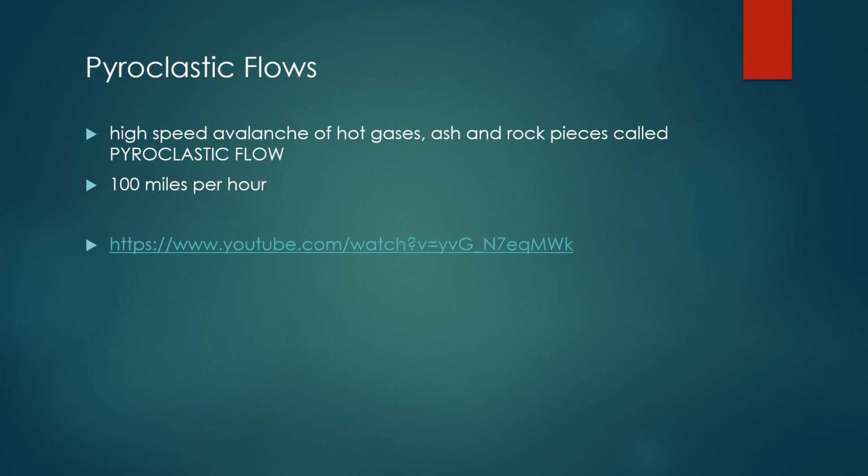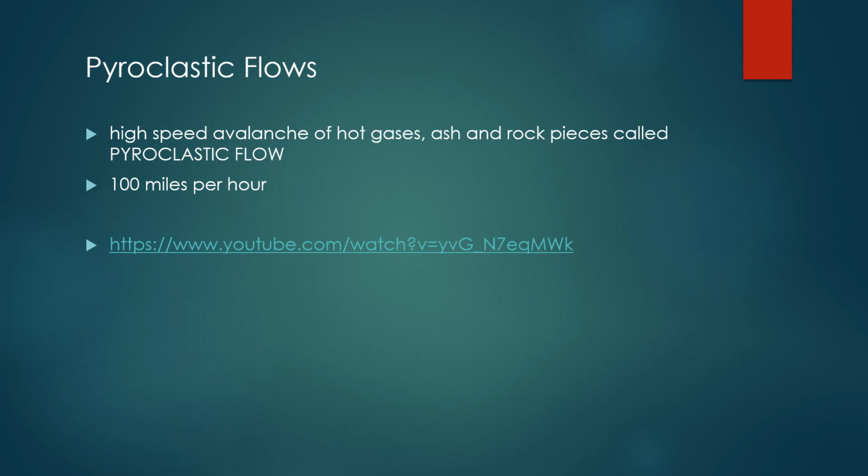Pyroclastic flows. These are high-speed avalanches of hot gas, ash, and rock pieces called pyroclastic flows. These can go up to 100 miles per hour, and the ash is hot enough to kill you. I mean, let alone the lava that is coming afterwards.